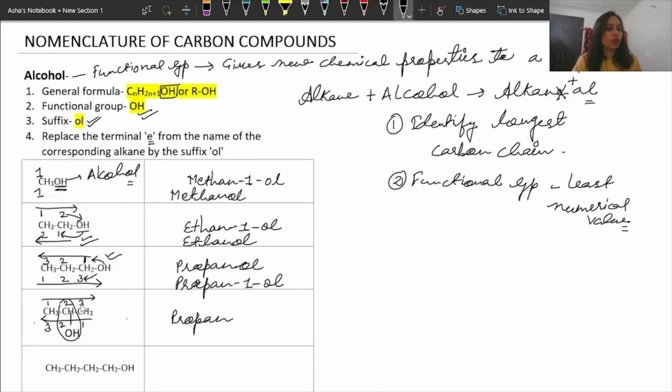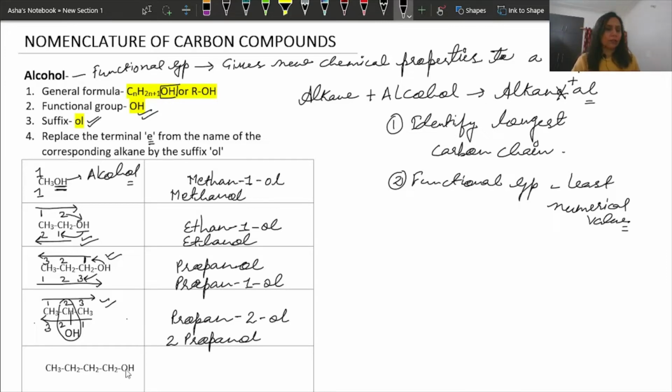So it is your choice. I will be taking front to back. So at 2 position the alcohol is coming. So propan-2-ol, or you can also write it as 2-propanol. Number 2 is telling us the position of the alcohol, the functional group, here.